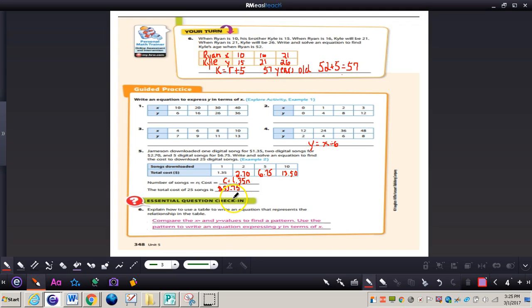So this concludes the video on writing equations from tables. If you have any questions about this concept, please come and see me.